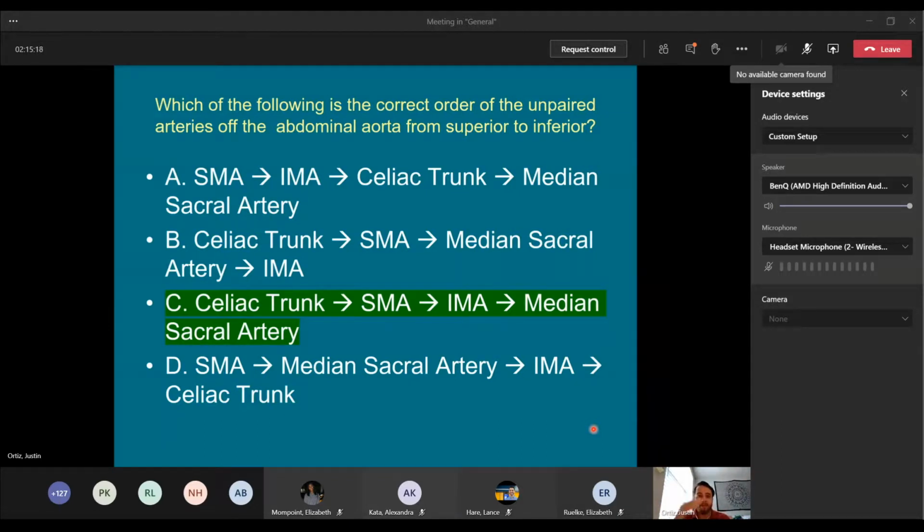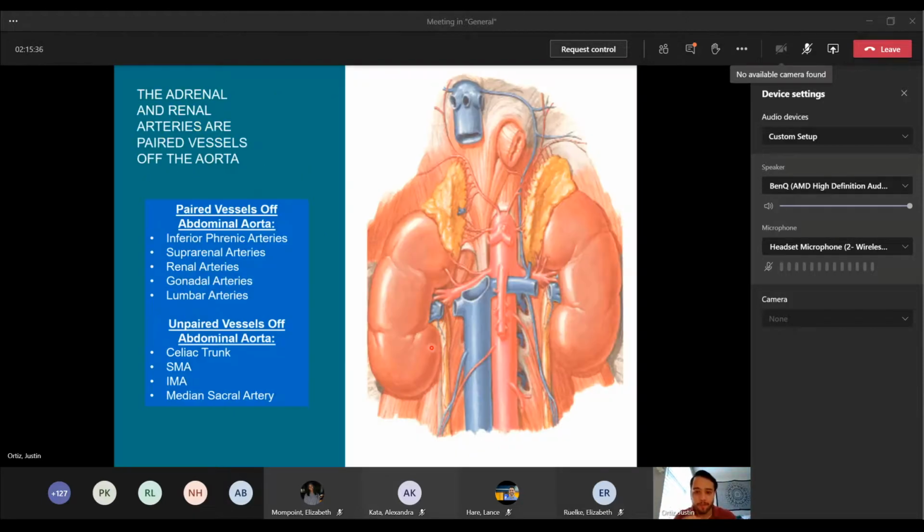That median sacral artery basically just comes off when the abdominal aorta makes that bifurcation into the common iliacs. You're going to have that median sacral artery coming down right in between that. So that's going to be your median sacral artery. It's the most inferior portion.